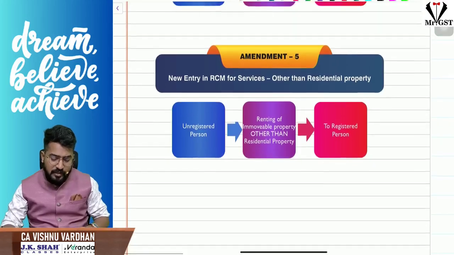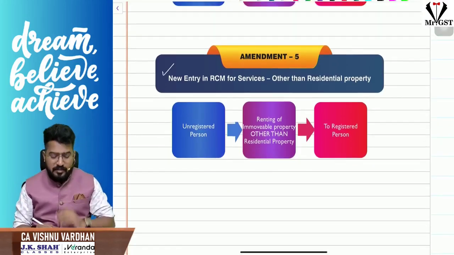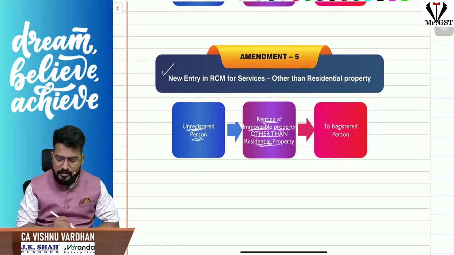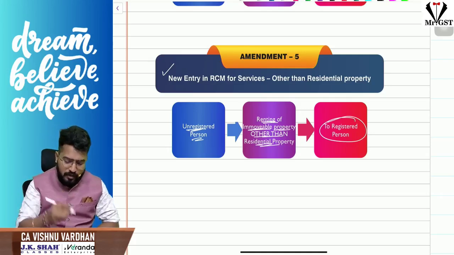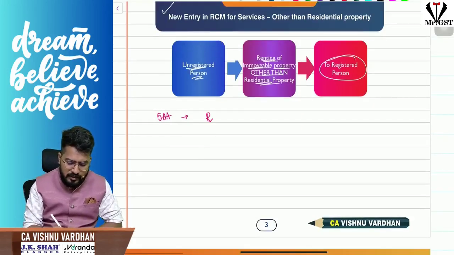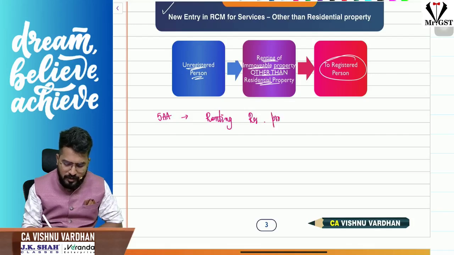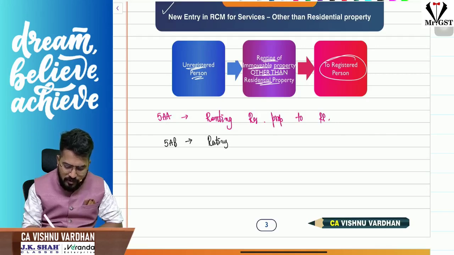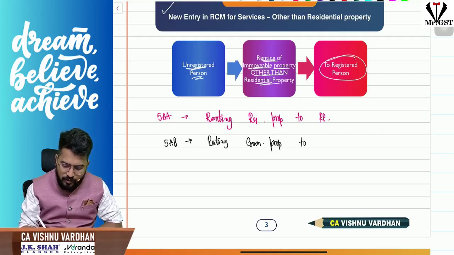And in the same way, another new entry has been added in RCM services, where an unregistered person is renting an immovable property other than residential property to a registered person. See, we have already seen entry 5AA. If you remember entry 5AA, sir, it is all about renting residential property to a registered person. Now this is entry 5AB, where you are renting, can I say, other than residential property, meaning commercial property, to a registered person.